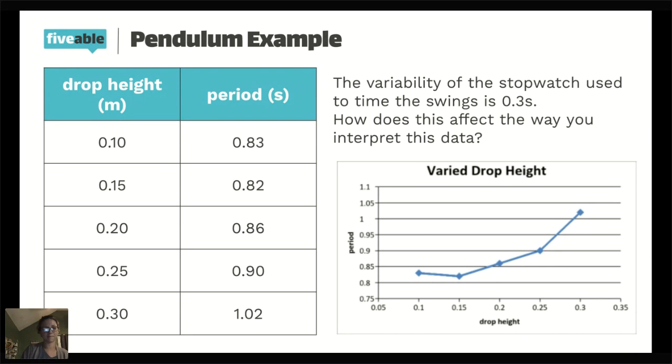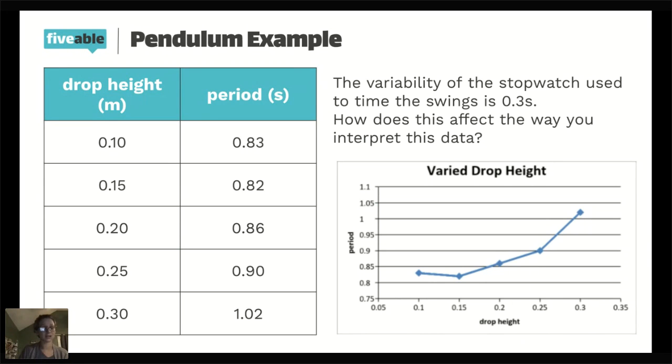So if the lowest number on this graph and the highest number on this graph are only about 0.2 seconds apart, and yet the stopwatch that was used to actually time these numbers could be off by as much as 0.3 seconds, you might have this nice shape on the graph, and it might look like you can draw a pretty solid conclusion from it, but it's really entirely meaningless.